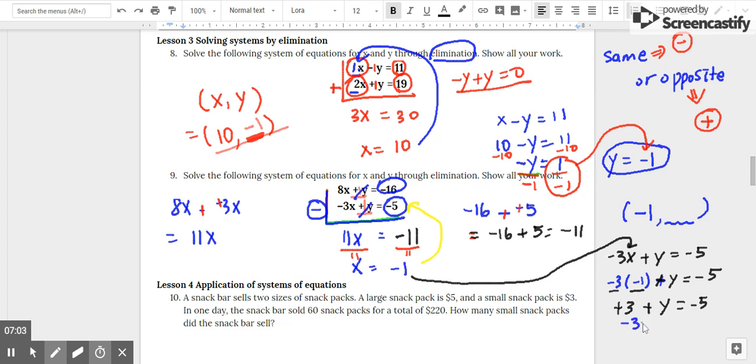So you undo the added 3 by subtracting 3. So it's 0. y is equal to negative 5 minus 3. Your answer should be negative 8. So if you have negative 1, negative 8, you're good to go. Make sure that you have x and y, both numbers.